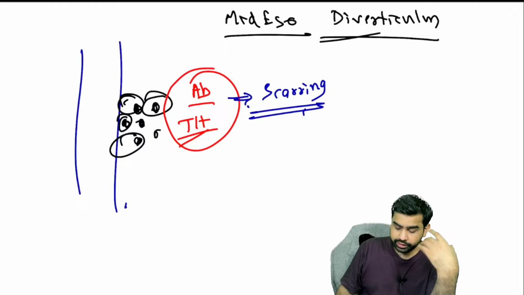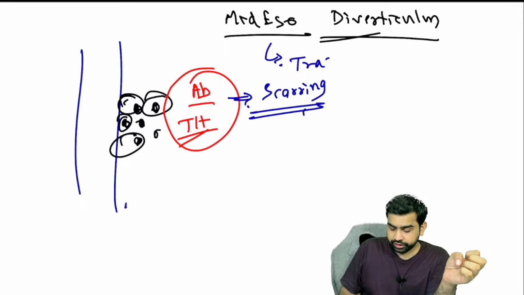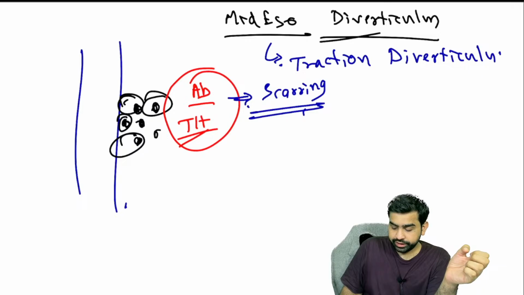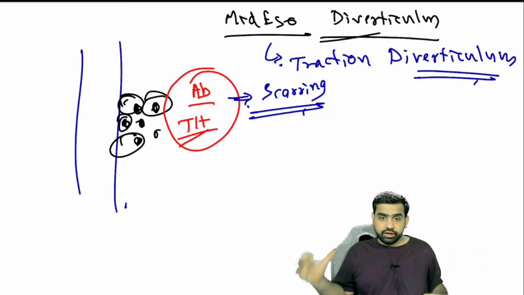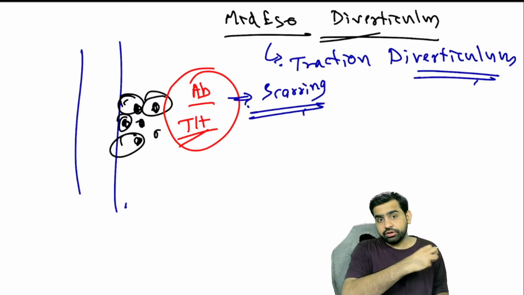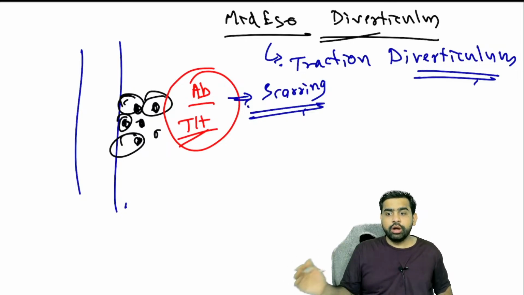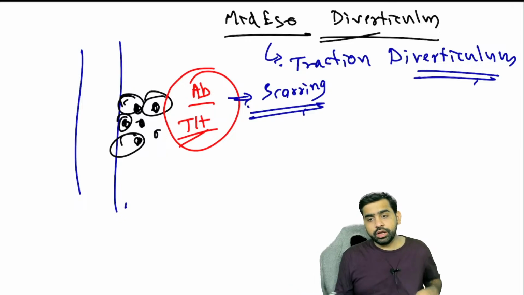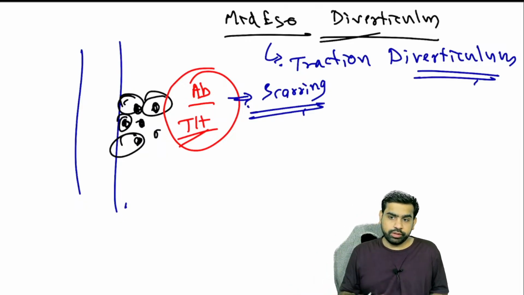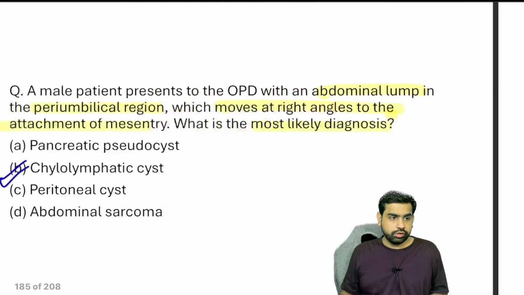So in the mid-esophageal diverticulum, they are not the pulsion diverticula, but the traction diverticula. When these lymph nodes heal up, they pull the esophagus, and that is why they are traction diverticula. That is also why they are true diverticula: all the layers of the esophagus are involved. Are you understanding my point? Mid-esophageal diverticula are traction diverticula. I understood, Priya. I hope you got this.